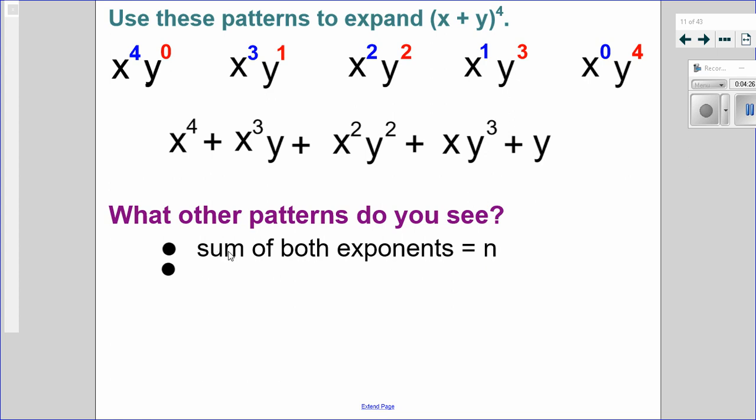The sum of both my exponents is always equal to the number on the outside, so 4. So I should always have my exponents add to 4. 4 and 0, 3 and 1, 2 and 2, 1 and 3, 0 and 4. They all add to 4. Another pattern I see is I have an exponent of 4, and I have 1, 2, 3, 4, 5 terms. I will always have n plus 1 number of terms.